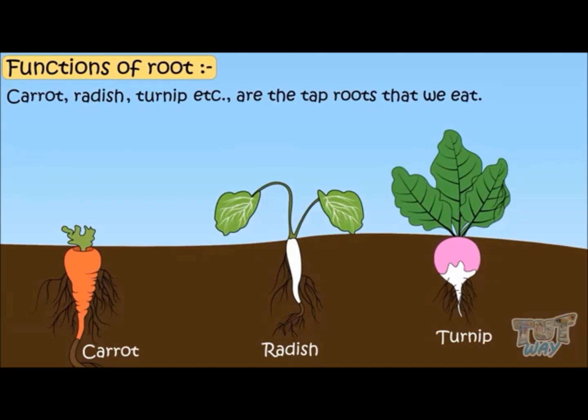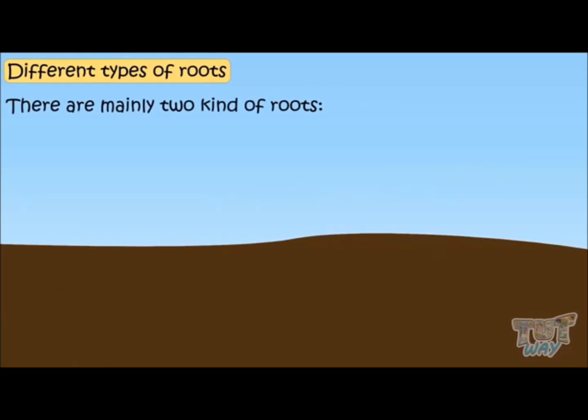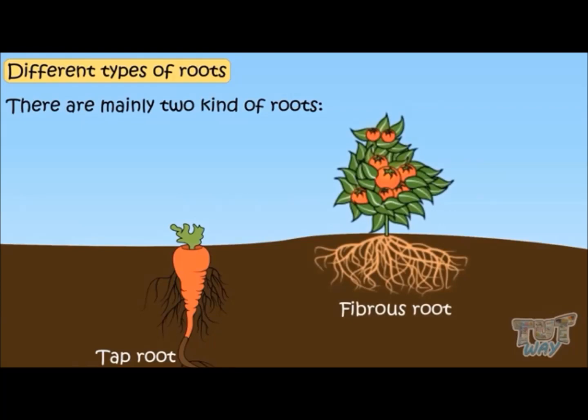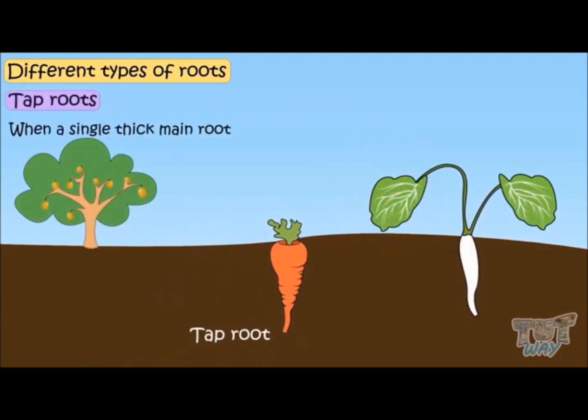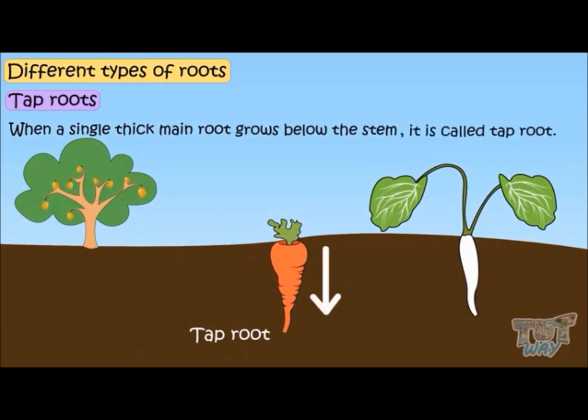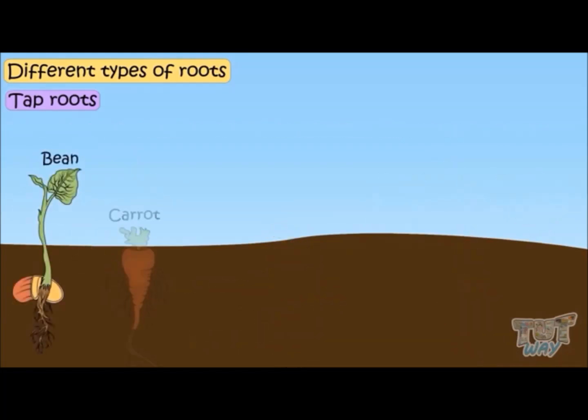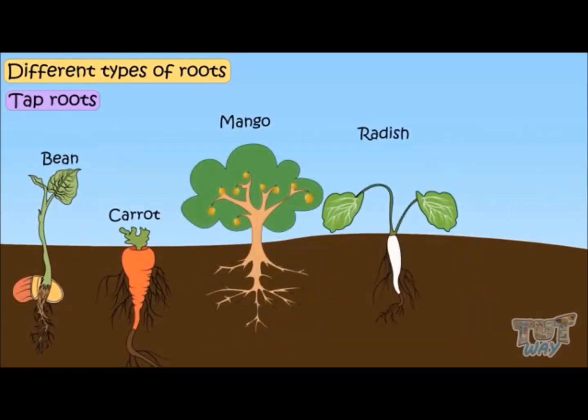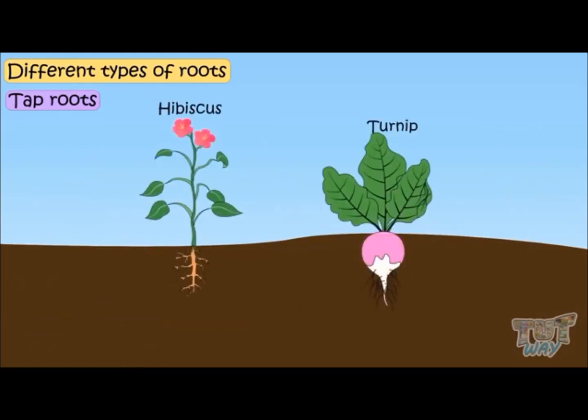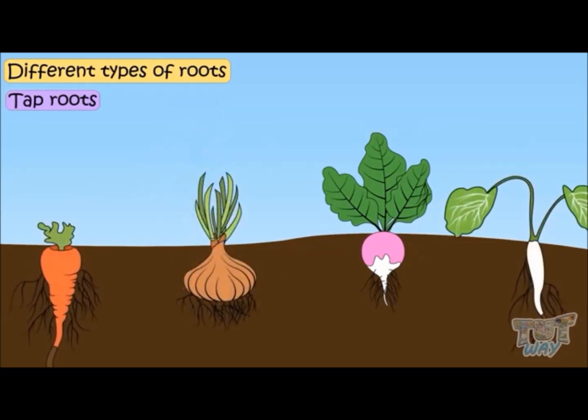Now let's see different types of roots. There are mainly two kinds of roots, taproots and fibrous roots. When a single thick main root grows below the stem, it is called a taproot. Many thin roots, which are unequal in size, grow from this main root. Beans, carrots, mango, radish, rose, hibiscus, and turnips are the plants that have taproots. Taproots store food in them, and we eat these roots.